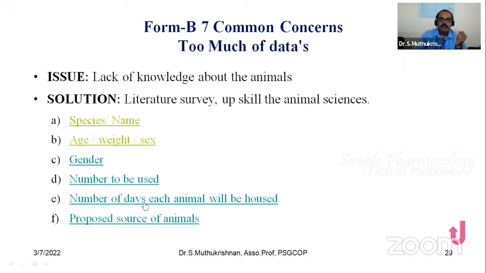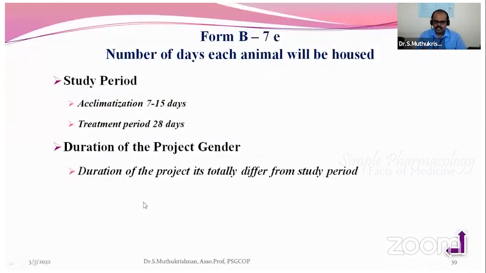Sorry, the number of days each animal will be housed. The same thing I have explained in the yearly statement. Your study period may be 28 days, but the duration of the project is not 28 days, because even if you bring animals from in-house, the animals also have a breeder license. You have to cage the animals and give them time for an acclimatization period. That's called the acclimatization period. So the animal will be acclimatized and then considered into your group. That period is 7 days for in-house animals.